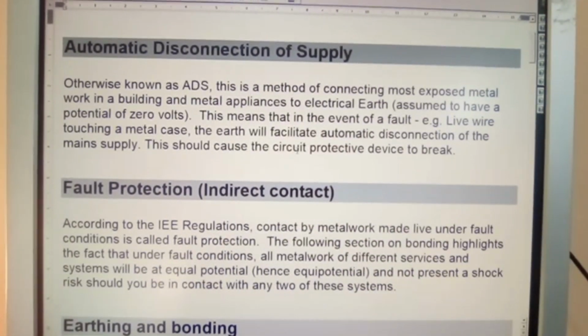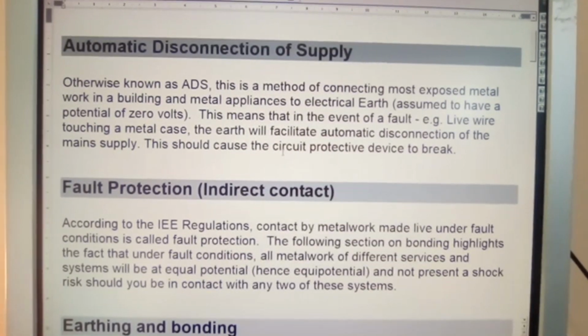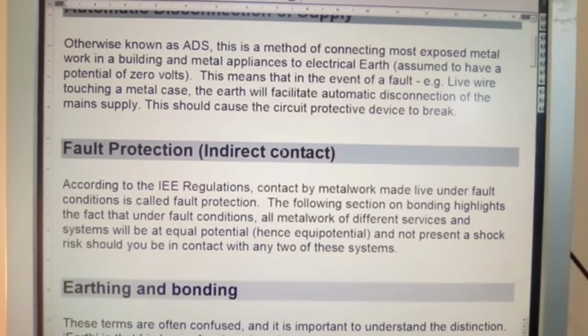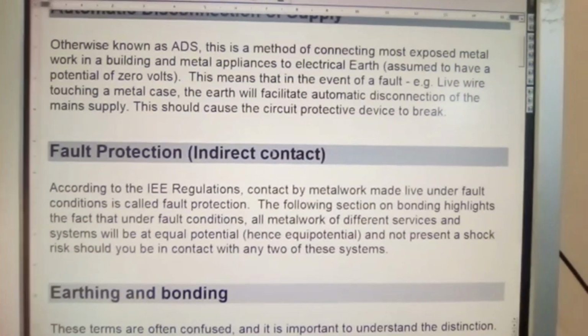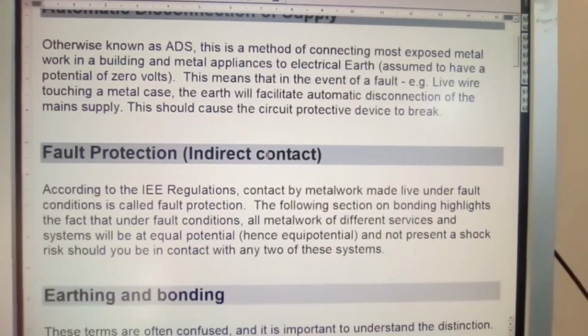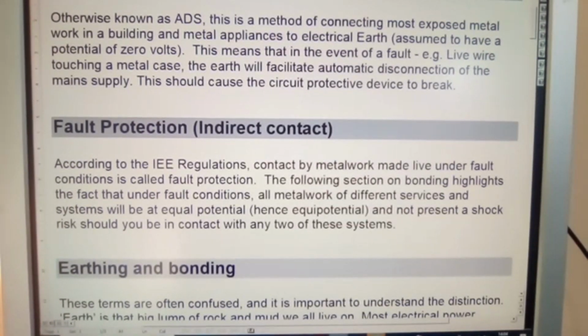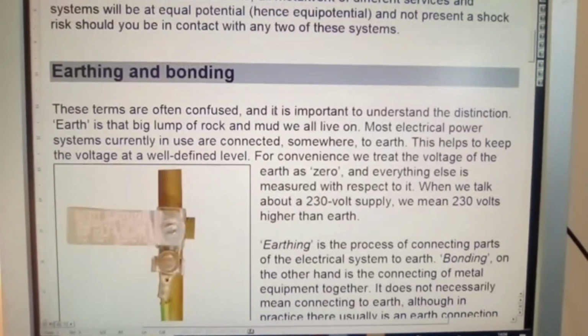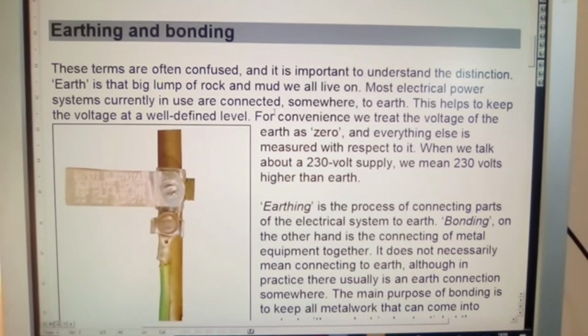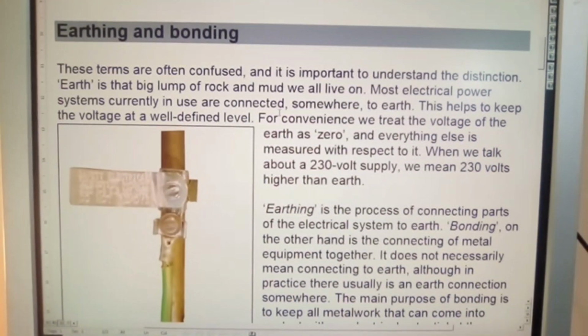Okay, but it's important that you are familiar with the automatic disconnection of supply, fault protection, indirect contact, okay? Earthing and bonding, okay? Now be aware what that means in itself, okay?